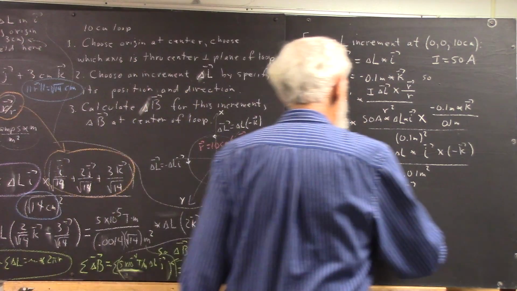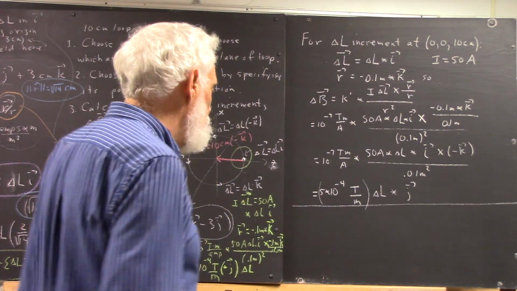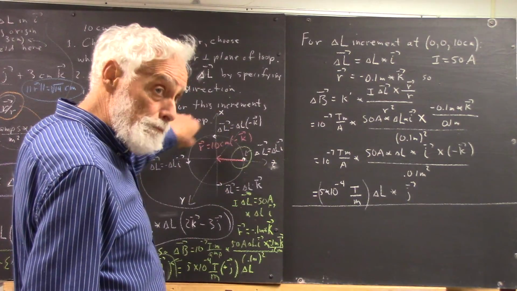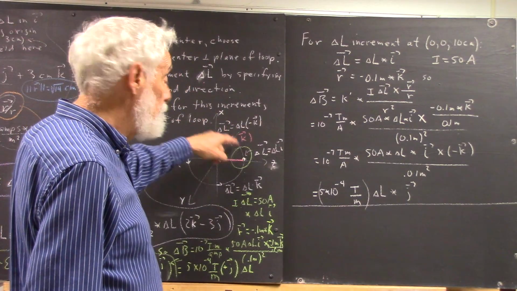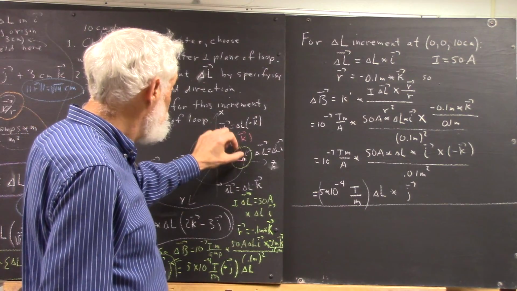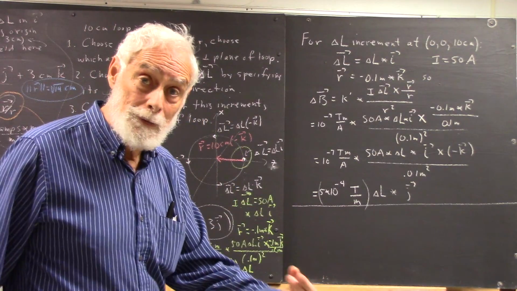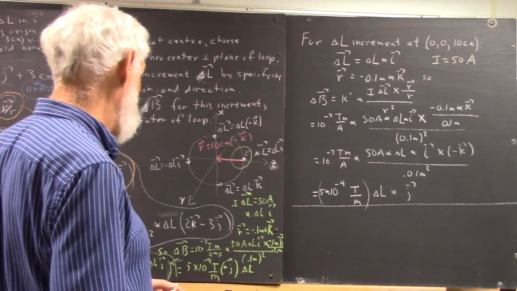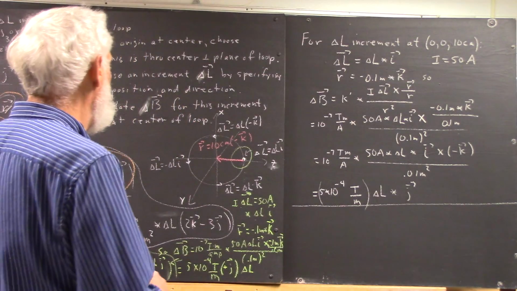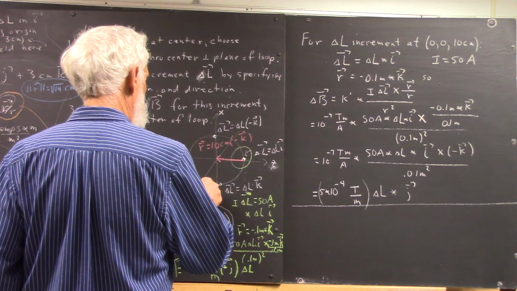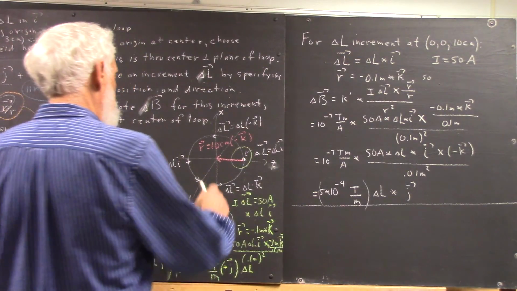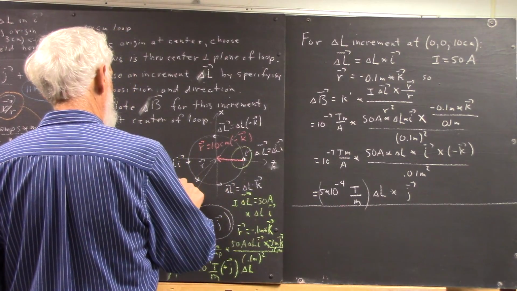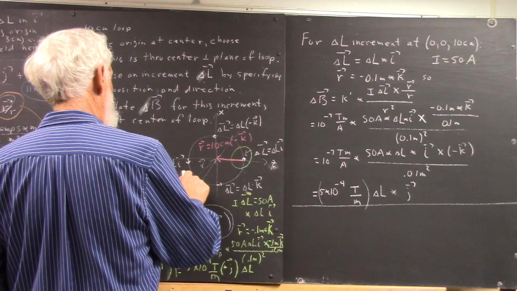Now, the thing that we really want to see, this is just one delta L increment. Okay, how do we calculate the field due to the entire circle? Well, we're going to partition the circle into little increments, and each little increment is going to have a little different direction, right? But in each case, wherever the increment is, we have an increment down here. The R vector would be here. So here's an R vector, and here's another I delta L vector.